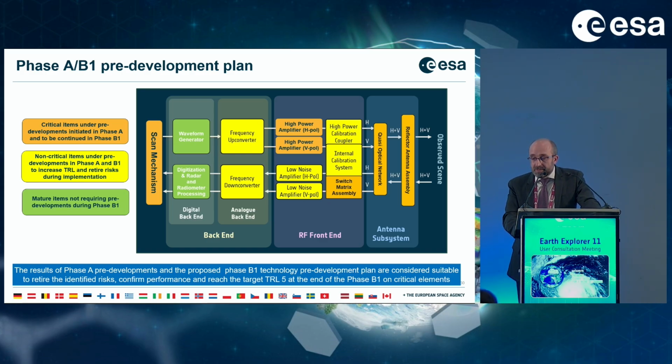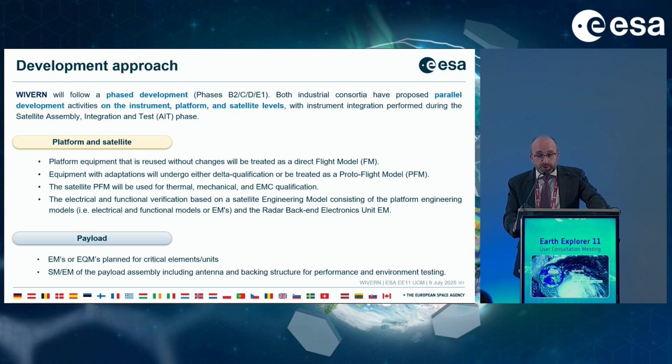So the results of phase A pre-developments and the proposed phase B1 technology pre-development plan are considered suitable to retire the identified risk, confirm performance, and reach the target TRL 5 at the end of phase B1 on critical elements. For the development approach, WIVER will follow the same phase development: phase B1, B2, CD, E1. Both consortia have proposed a parallel development, meaning parallel development on the instrument, on the platform, and at satellite level. At platform and satellite level, it follows overall a typical satellite protoflight model approach that will be used for thermomechanical and electromagnetic compatibility at satellite level.